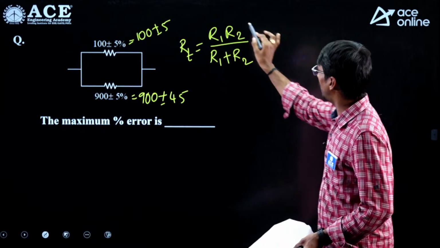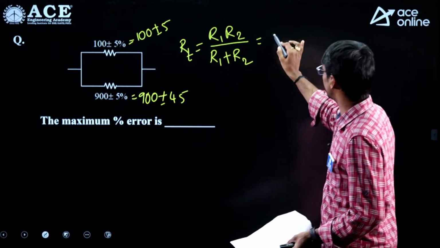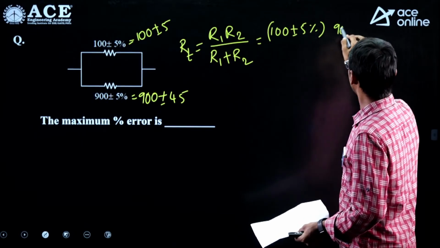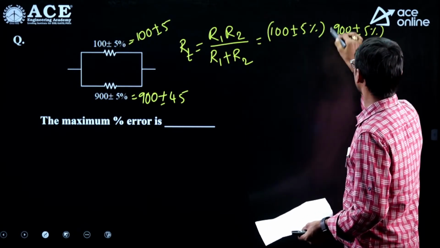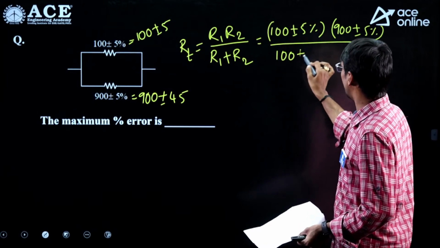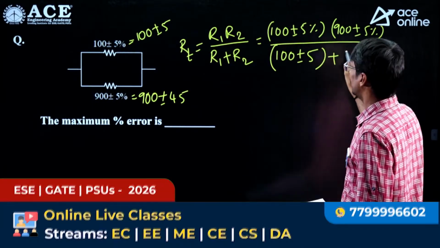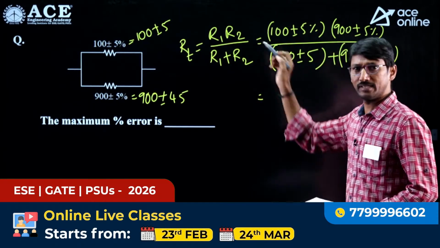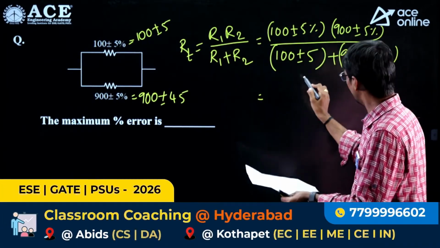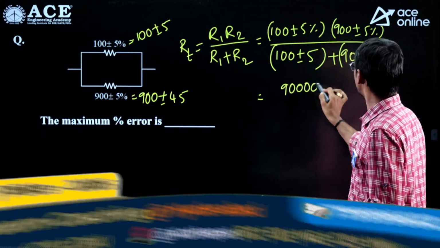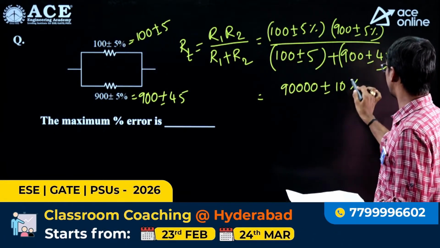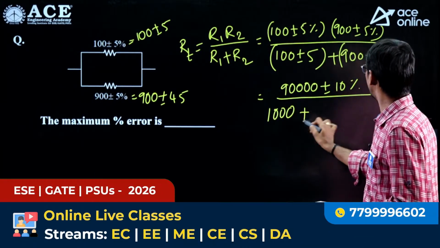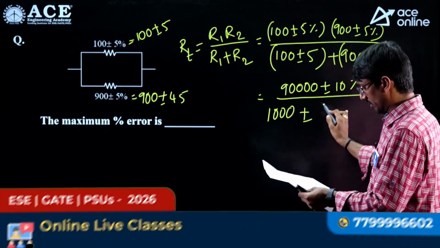And if you substitute, multiplication operation is there, so substitute percentage errors: 100 plus or minus 5%, 900 plus or minus 5%, divided by 100 plus or minus 5 plus 900 plus or minus 45. And if you simplify this, finally you will be getting the answer like here 90,000 plus or minus this is 10%, and divided by 100 plus 9,000 plus or minus, but here we need to calculate this as 50.